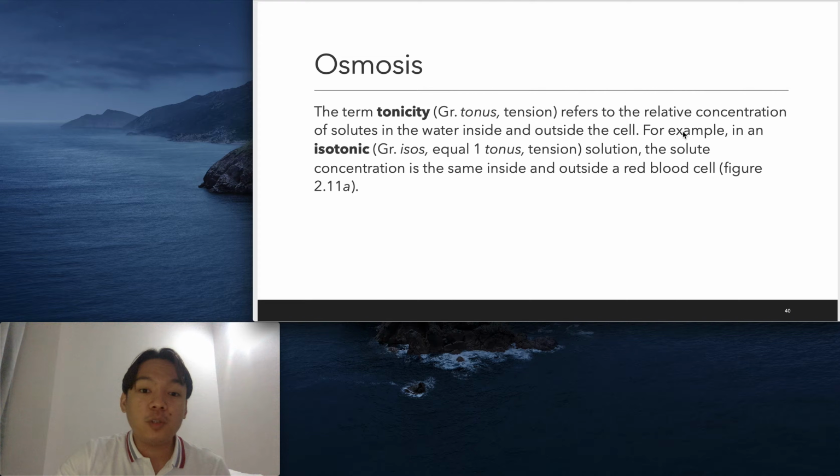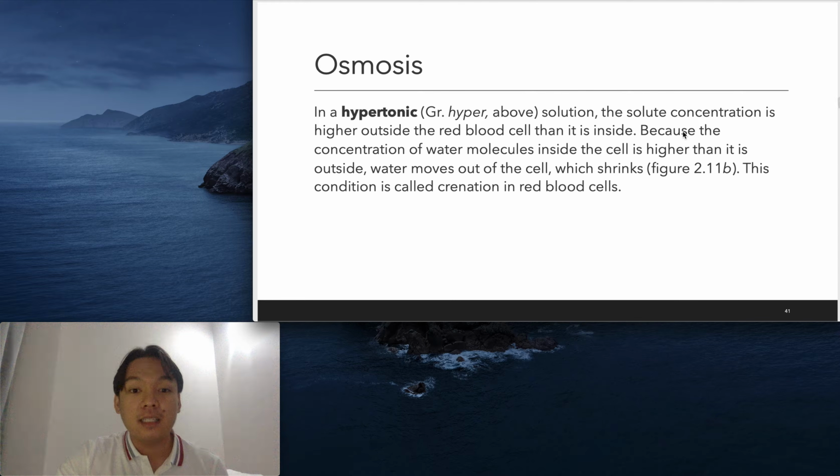So the term tonicity for osmosis refers to the relative concentration of solutes and water inside and outside the cell. For example, we have isotonic, where iso means equal and tonus means tension. So the solute concentration is the same inside and outside of your red blood cell. We will be showing that one later.